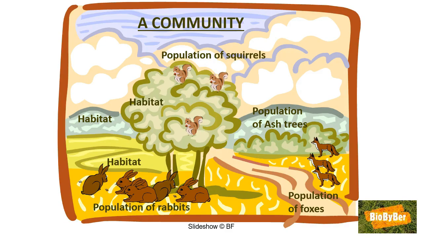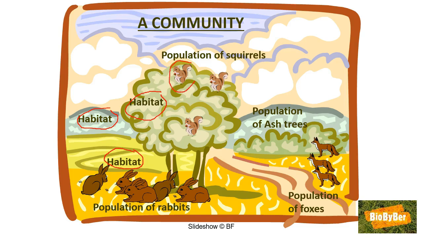Here's a picture of a common community. First of all, we have a habitat, a place where plants and animals live. A habitat might be up in the tree, or in the field, and there might be a habitat which is up in the mountains. These habitats are populated by populations of organisms.